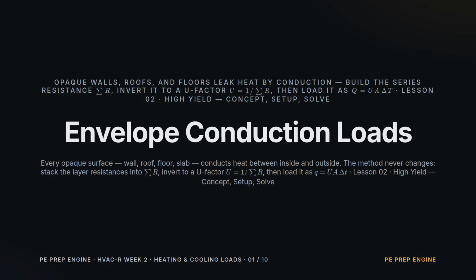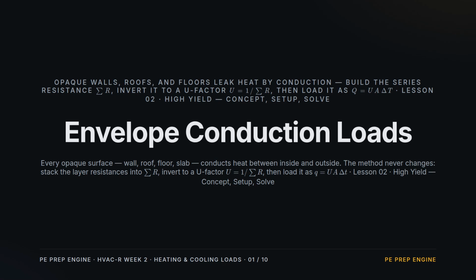Week 2, Lesson 2, Envelope Conduction Loads. Every opaque surface of a building, the walls, the roof, the floor, a slab on grade, leaks heat by conduction whenever inside and outside differ in temperature. The method is always the same 3 steps. Stack the layer resistances into a total, invert that total into a U factor, then multiply U by area and temperature difference to get the load.